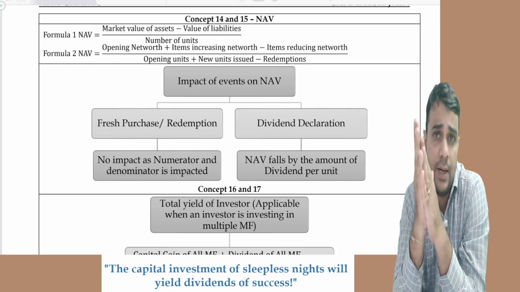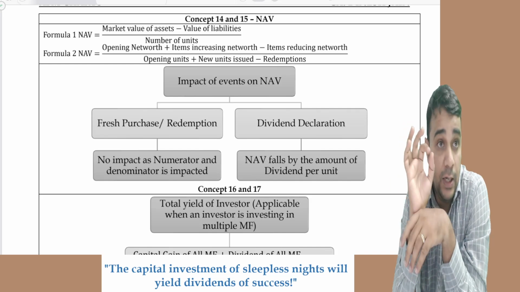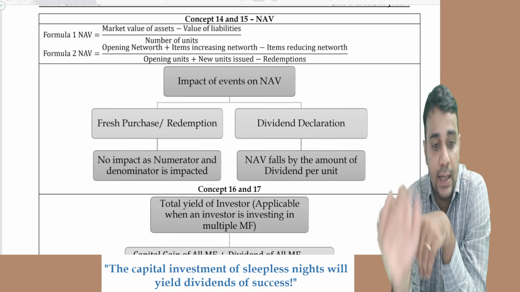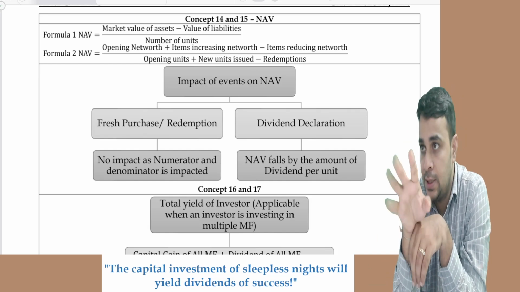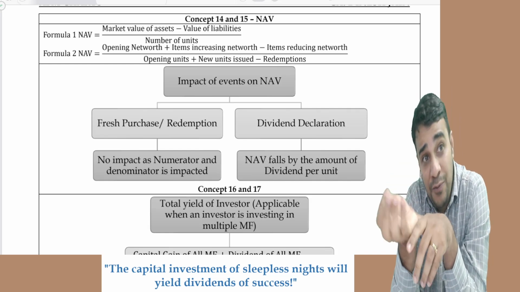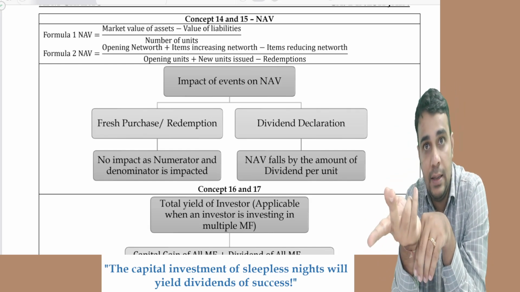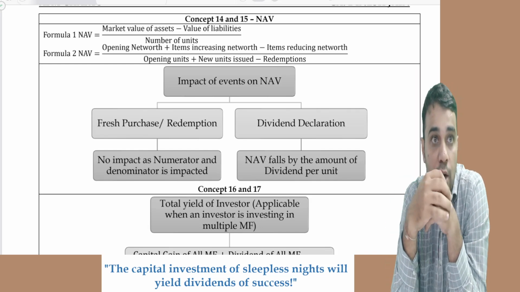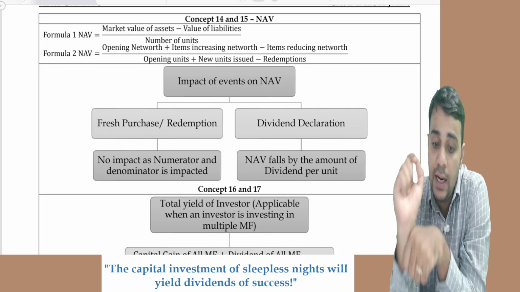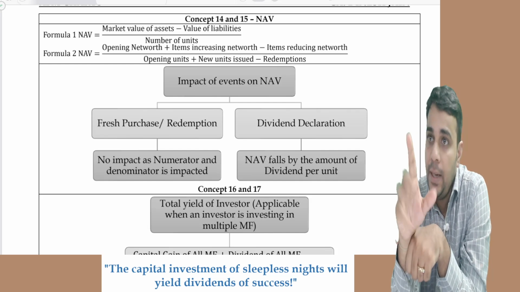Second part, dividend declaration. The moment a dividend is declared by the mutual fund, it forms part of my liabilities, and the formula is asset minus liability. NAV will go down. After declaring, I paid it out also. Now it is not in the liability, but asset has gone down because cash balance will go down. So dividend declaration, NAV will go down. Payment, no impact.